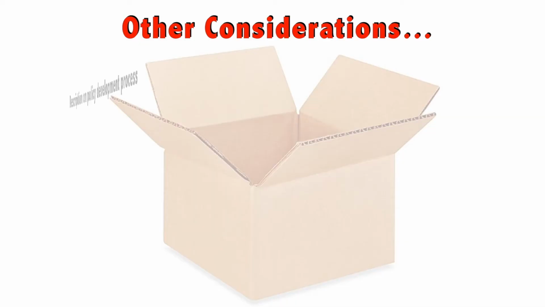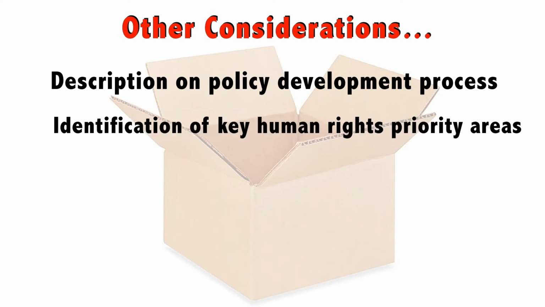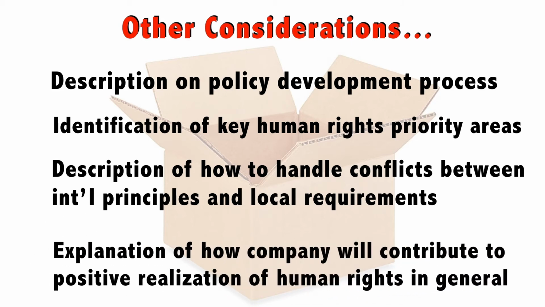It can also contain a description of the steps taken to develop the policy, especially if it involves significant stakeholder engagement. It may also include information on what the company perceives to be its key human rights priority areas, a description of how the company will deal with conflicts between international human rights principles on one hand and applicable host government legal requirements on the other, when there's conflict between those two. A commitment by the company to support or contribute to a positive realization of human rights. For example, how will it support human rights defenders?